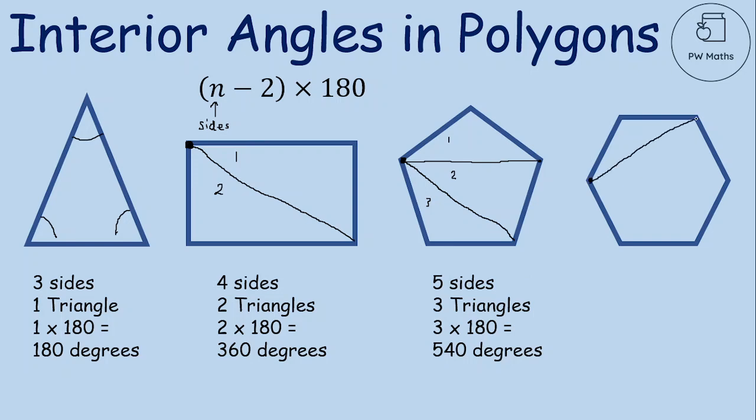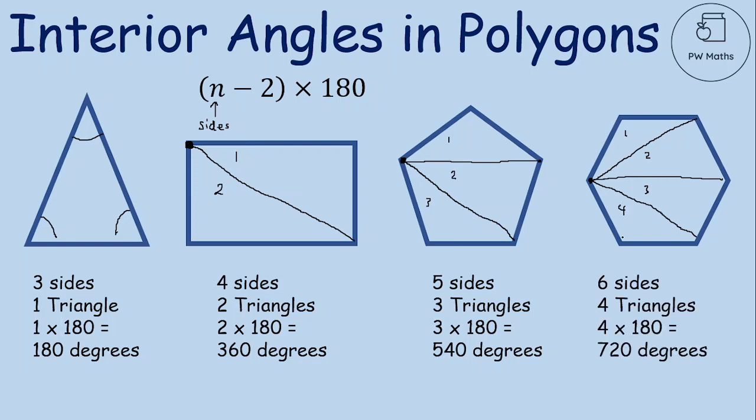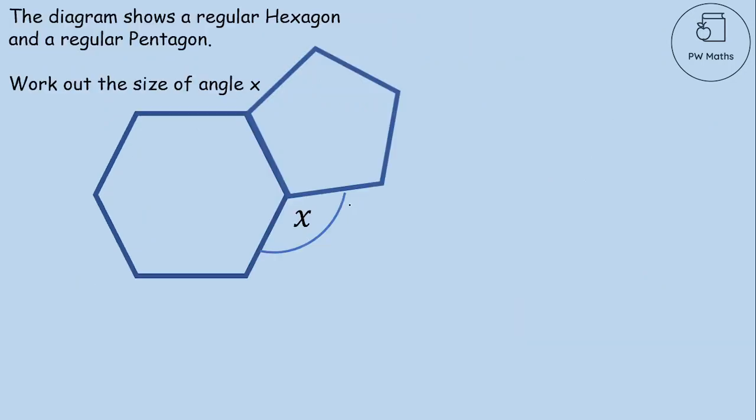Taking my hexagon, my 6-sided shape, and doing the same thing, I can see 1, 2, 3, 4 triangles, 4 times 180 for an interior degree total of 720. And you might have noticed, or starting to notice, that for however many sides we've always got 2 less triangles. Okay, and this is where this portion has come from. So we take the amount of sides, take away 2 and multiply by 180, and it will find you the interior degrees in a polygon.